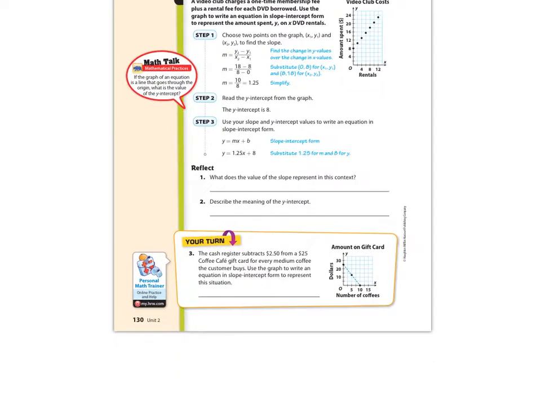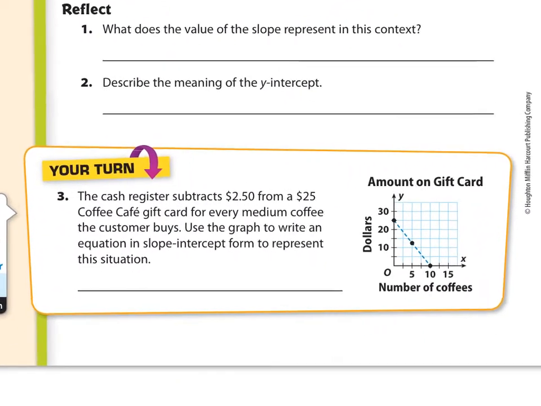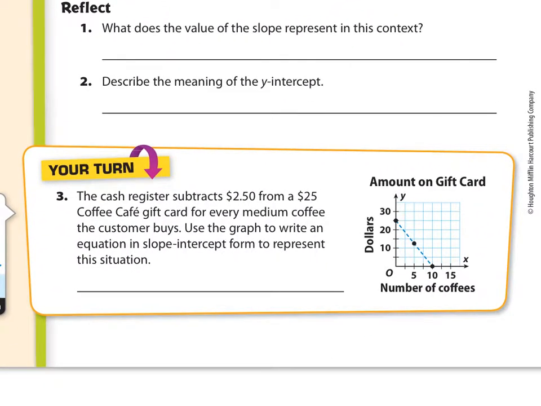Okay, let's take a look at the Your Turn on the bottom of page 130. The cash register subtracts $2.50 from a $25 coffee cafe gift card for every medium coffee the customer buys. Use the graph to write an equation in slope-intercept form to represent the situation.